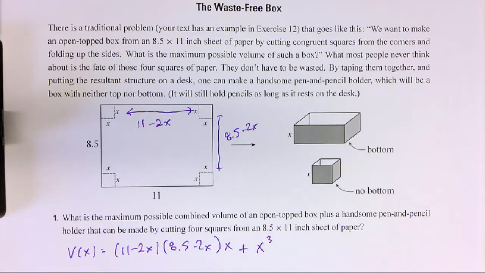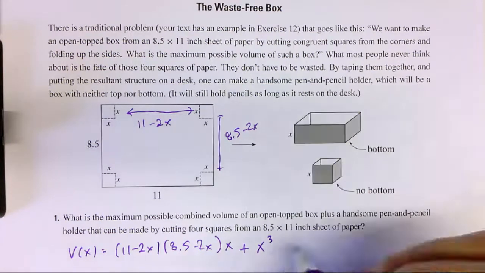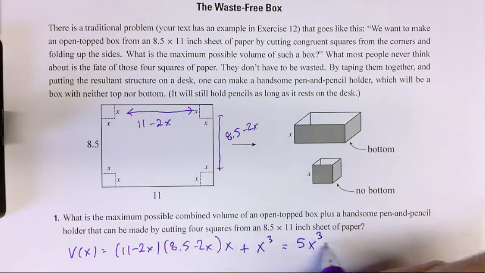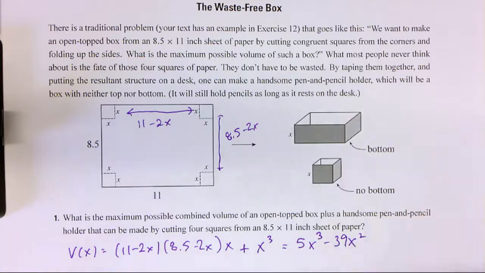If you FOIL this all out and you're a little bit patient, you'll find that this is equal to 5x cubed minus 39x squared. By FOIL, I mean multiply this out. You can't really FOIL a cubic, though that could be one of the steps in multiplying that out. So that's the first few steps.